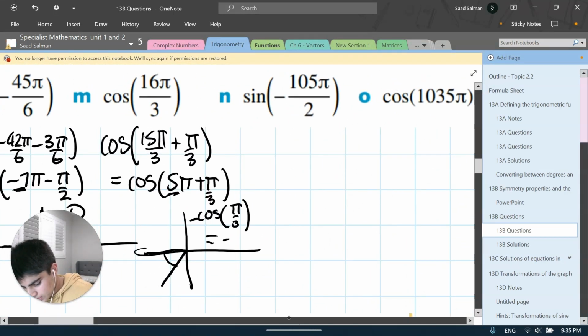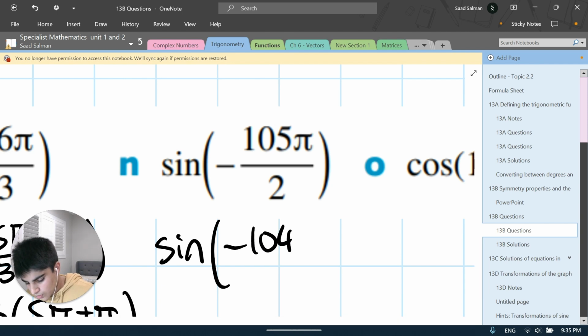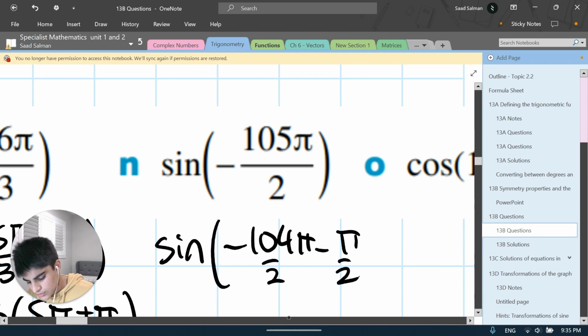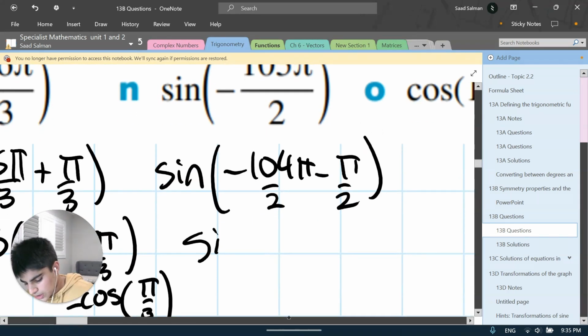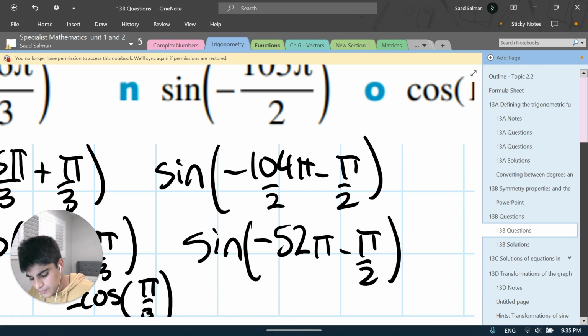Let's just move this here, negative 1/2. Sine negative 105 pi divided by 2 equals sine negative 104 pi on 2 minus pi on 2, which equals sine negative 52 pi minus pi on 2.